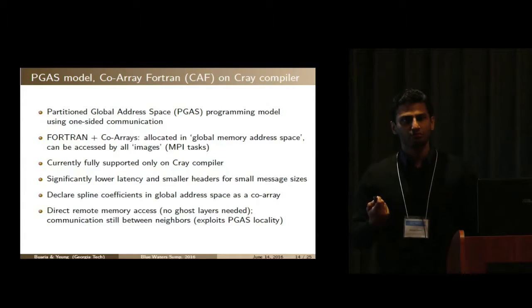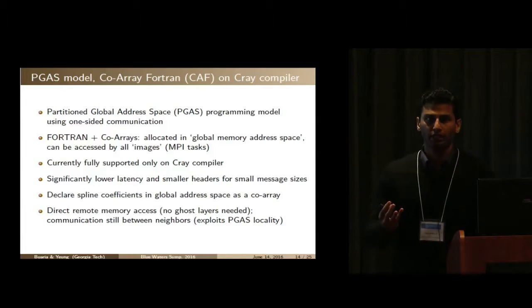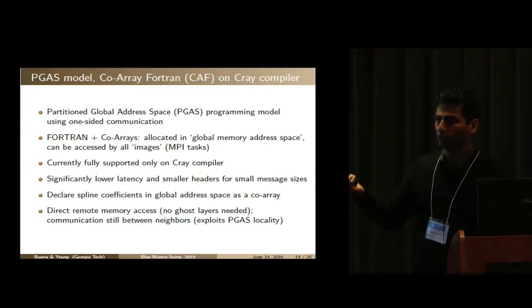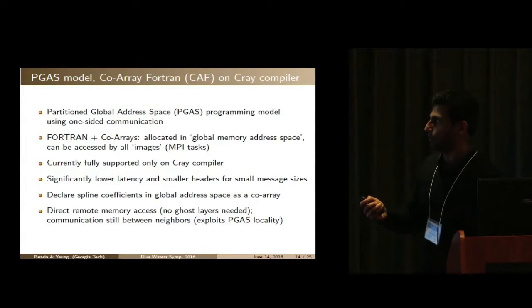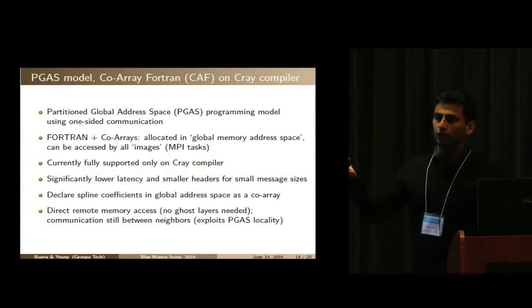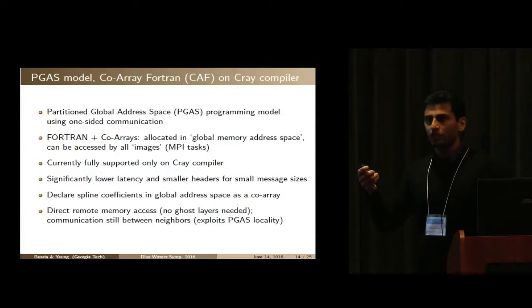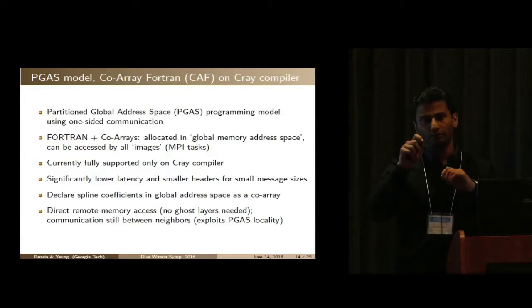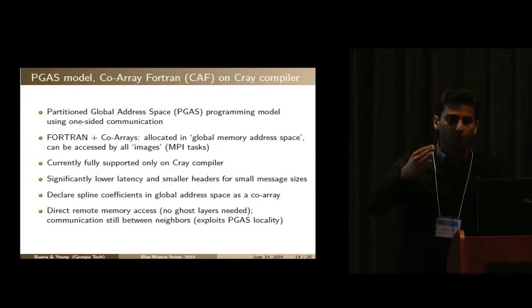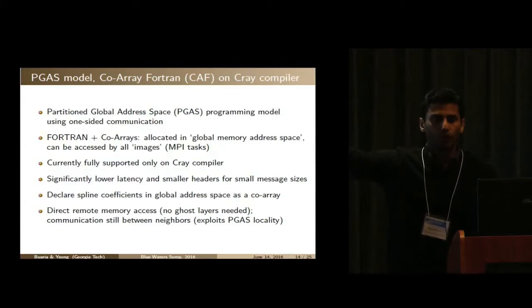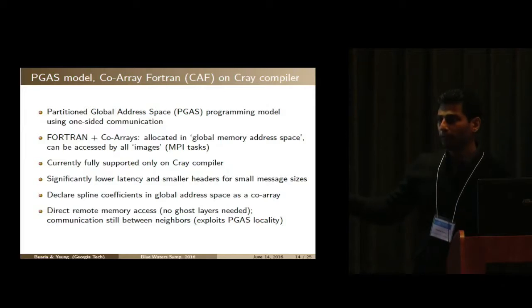If you want to fetch small messages very frequently, it's actually much better than using MPI, because MPI has more synchronization cost compared to Coarray Fortran. So the idea is to declare these spline coefficients as a global coarray, and then you fetch the required spline coefficients directly from the remote memory. And the fetching is always going to happen in a local region, right? Because if I'm looking at a particle in a given task, the domain of spline coefficients required for interpolation is not going to extend 10 tasks beyond it. It will still be nearby, so it still exploits the PGAS locality.